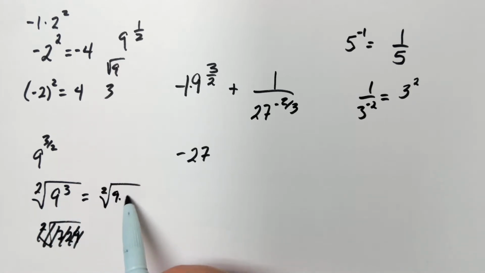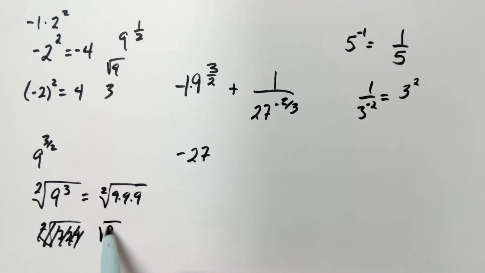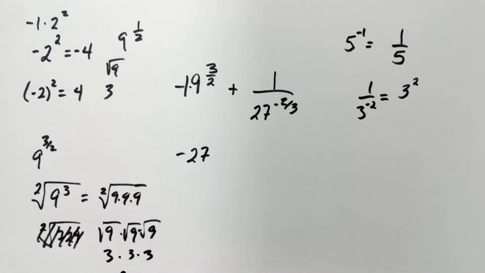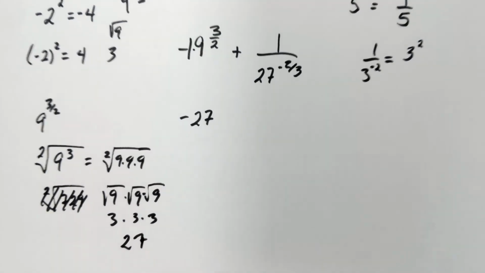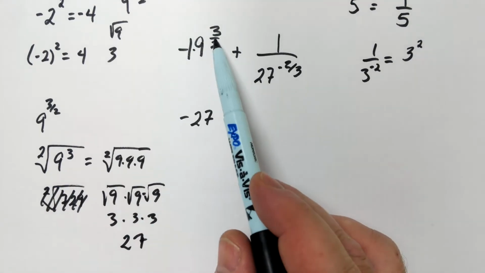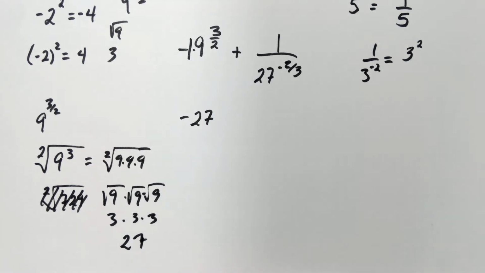9 cubed would be 9 times 9 times 9, right? I'm comfortable with that. The square root of 9, so I could actually rewrite this as 9, the square root of 9, and the square root of 9. Each one of those is 3, and together that whole thing is 27. So I am confident that this part is 27.